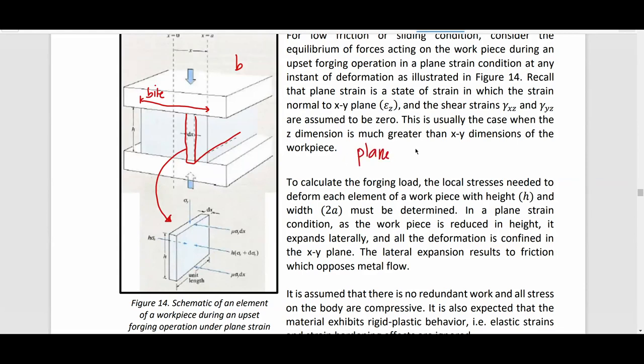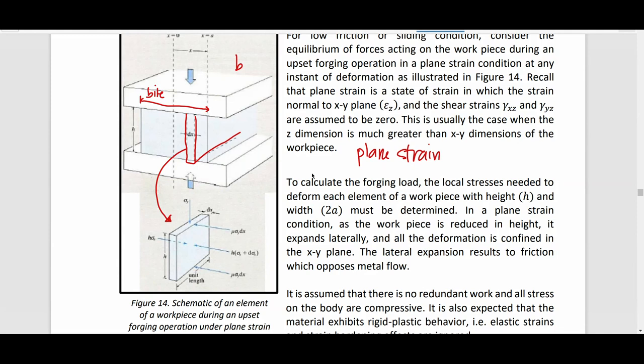So isulat ko lang dito, plane strain. So hopefully by now, if you've read your modules, you already know what plane strain means. Plane strain just means that we are deforming our metal in two directions only, no? Okay, so we begin with plane strain kasi mas madaling i-calculate.